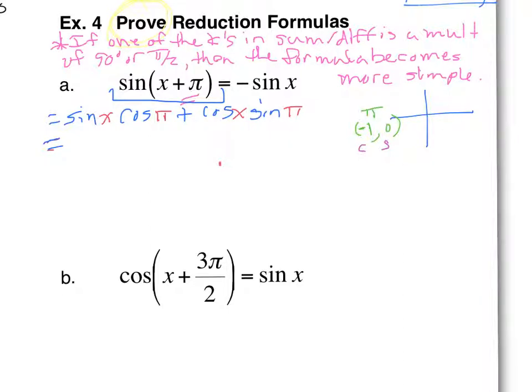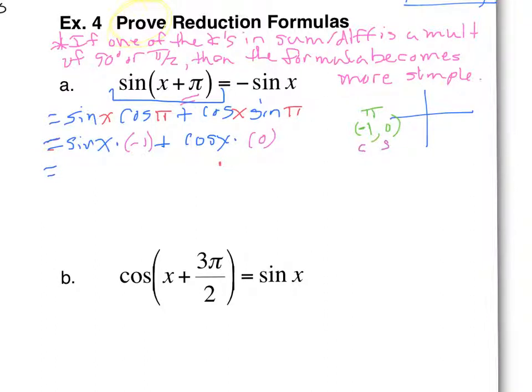So then all we're going to do is replace what we can replace. I can't do anything with sine of x, so it stays sine of x, times, what is the cosine of pi? Remember what we said it was here? So isn't the cosine of pi negative 1? So we're going to replace the cosine of pi with negative 1. Plus cosine of x I can't do anything with, times, what is the sine of pi? 0. Then finish off the work.